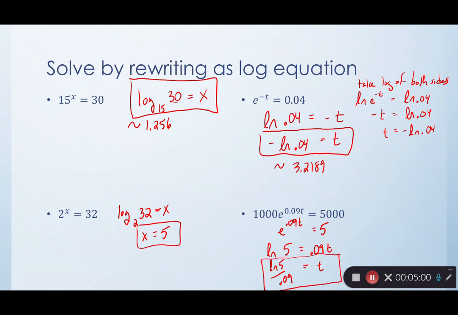I am not generally interested in decimal approximation, so you won't get full credit for decimal approximation. Please give me the exact, unless it specifically says to round to the nearest whatever decimal place.